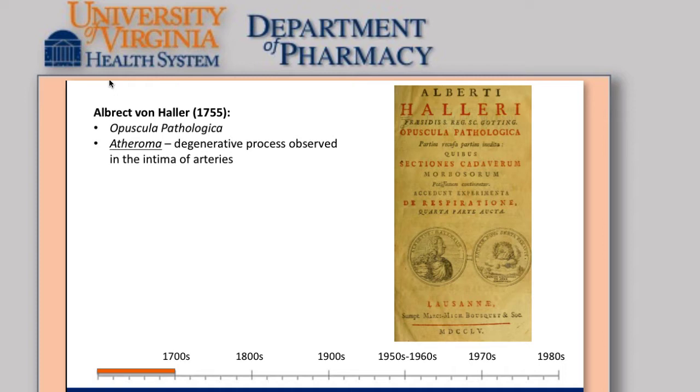So before we jump into pathophysiology, I want to take us on a journey through time of where atherosclerosis research has been. As early as the 1700s, a man named Albert von Haller described something he referred to as an atheroma, coming from the Greek word for porridge. And this described the degenerative process observed in the intima of arteries.